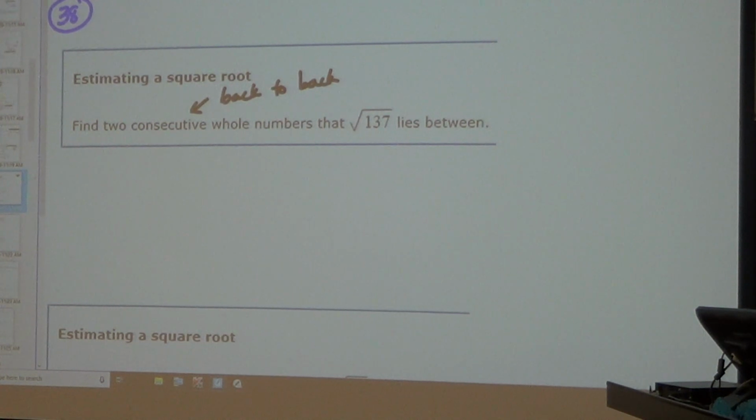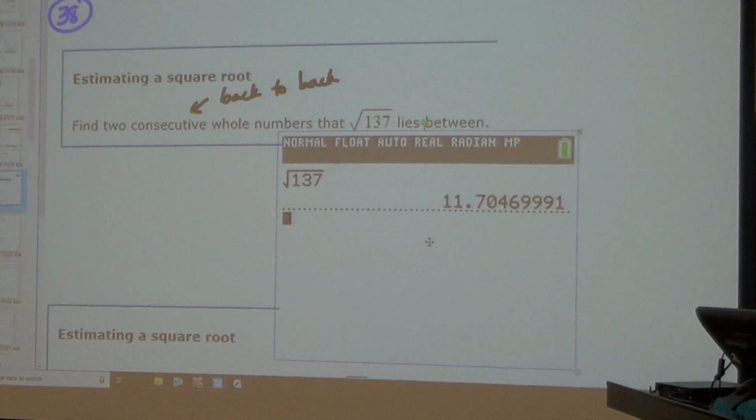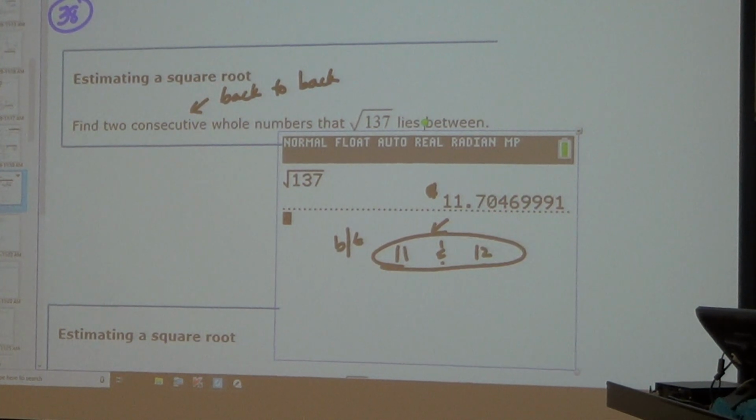So they want to know between what 2 whole numbers does the square root of 137 lie? Alex makes it so much harder than it is. Y'all, if you have $11 and some change, that means you have between $11 and $12. That's your answer. That's all they want to know. If you have $11 and some change, you have between $11 and $12.